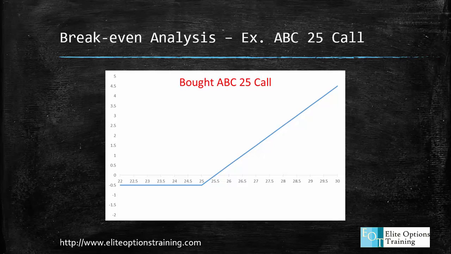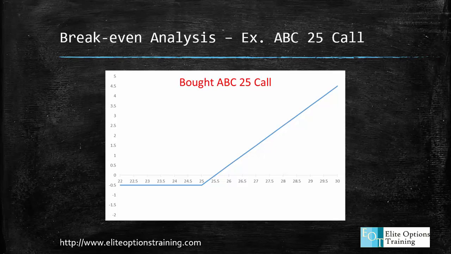And here's a graph of what the payoff looks like. You'll notice that with stock values less than the strike, less than $25, you'll see a loss in the amount of what we paid for the option. That's because when you buy an option, the most you can lose is the premium you paid for that option.